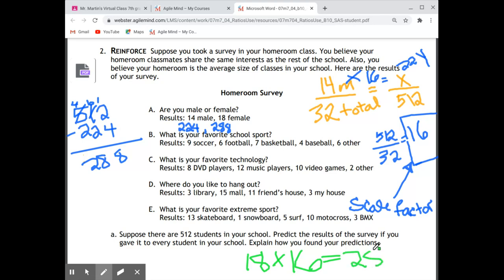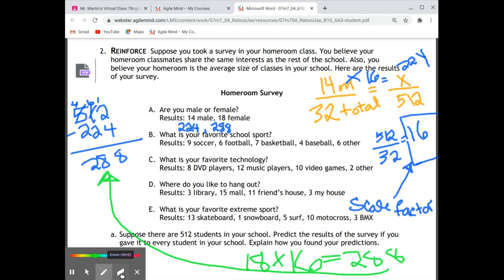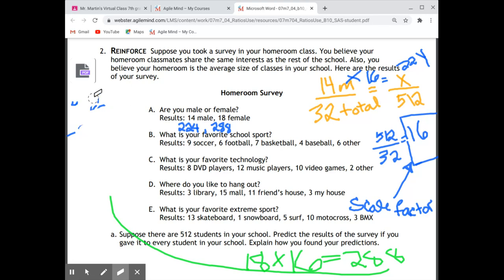Good job. Is this the same answer as that? Yes. All right, so there was more than one way to find that answer, right? Great job. All right, so we're going to take what we found, what we've learned, and I'm going to allow you to find the answers to B, C, D, and E.